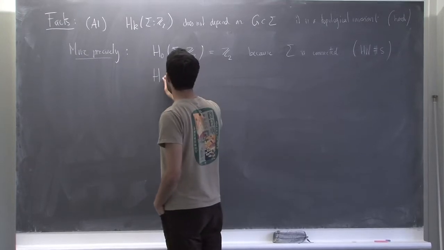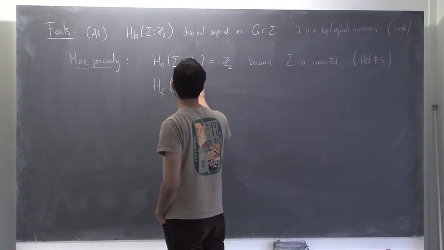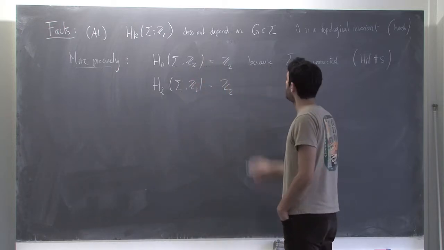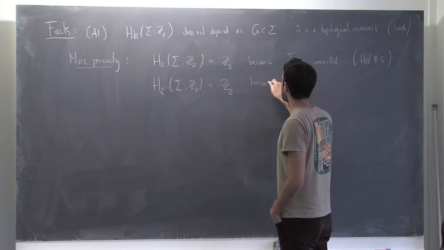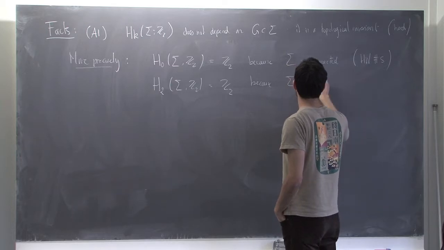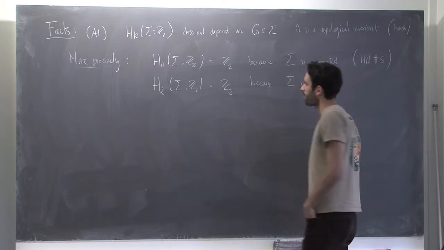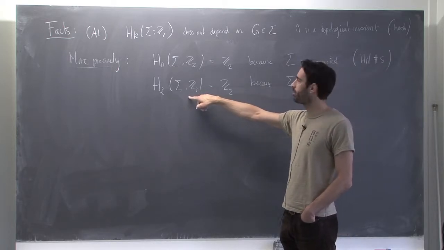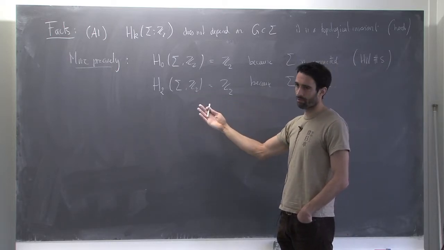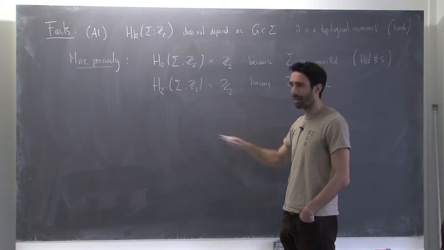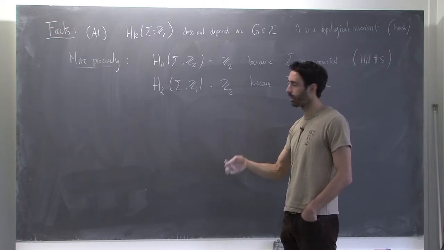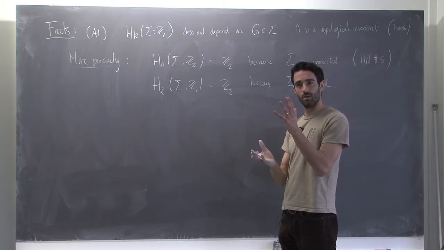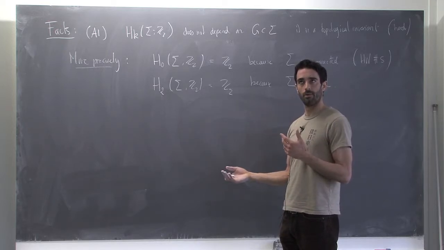Second easy part, H2 of sigma with Z2 coefficients, is actually also of dimension 1, Z2, and this is because sigma is closed. So what is this? Again, it's a funny exercise. You unravel the definition. It means you look at the kernel of delta 2. Then you quotient by nothing because you have no delta 3 here. Okay? So kernel of delta 2 means you need a collection of faces whose boundary is 0.